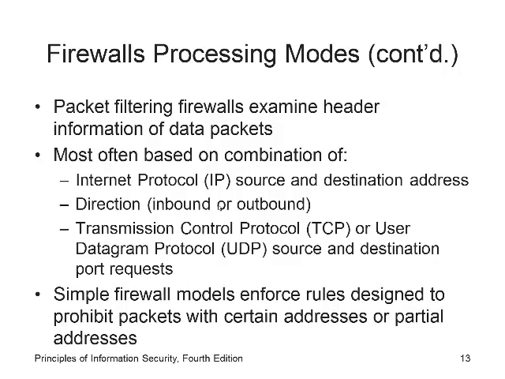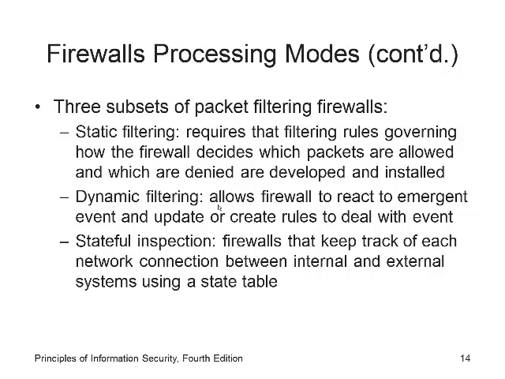Simple firewall models enforce rules designed to prohibit packets with certain addresses or partial addresses. So we can block specific addresses, like private addresses such as 192.168, or we can block 172, or we can block 127, or we can block invalid addresses, like all zeros. There are actually a lot of rules for that, and you will see that in another class for sure. Well, you better see another class.